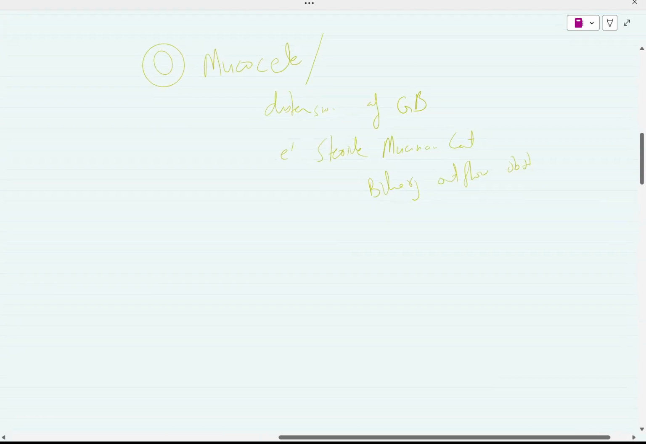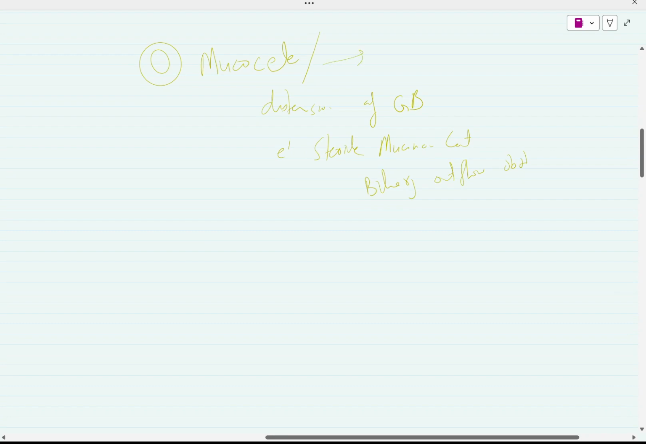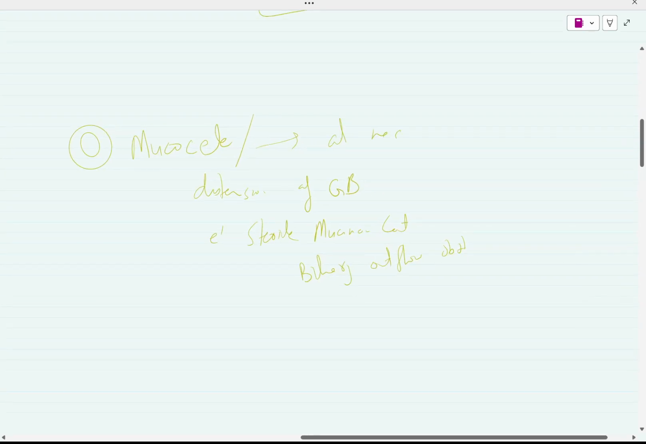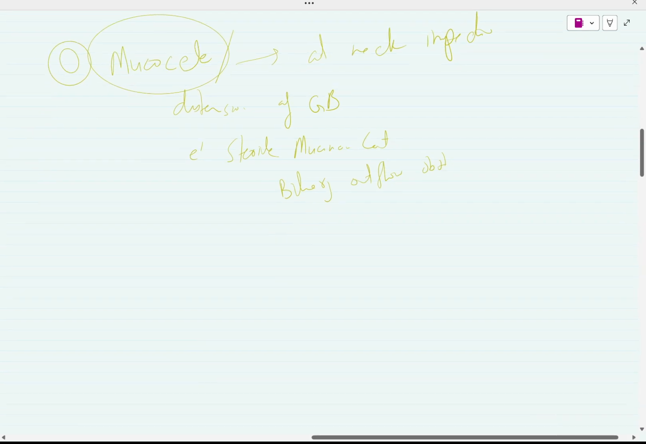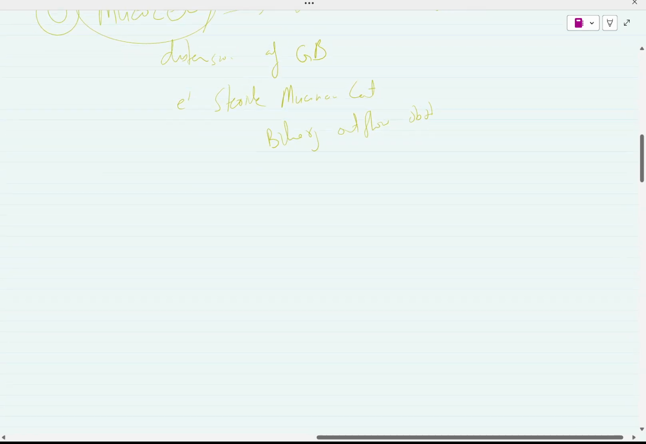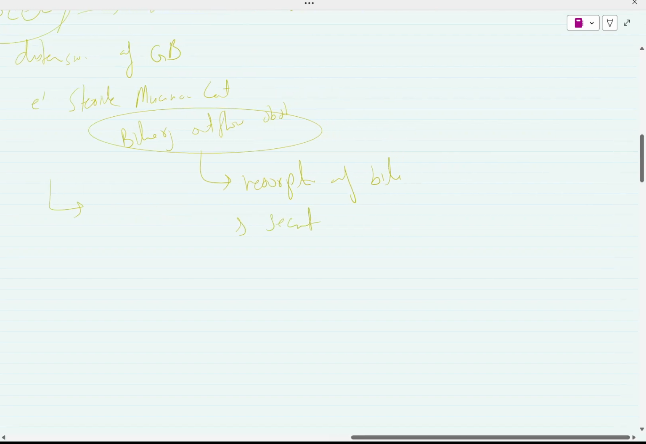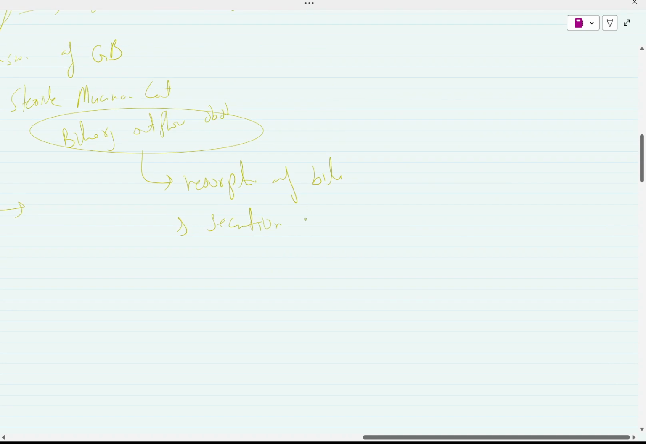So if a gallstone is impacted at the neck, usually the patient develops gallbladder mucoceles. So when there is chronic biliary outflow obstruction, there will be resorption of bile and secretion of mucin by the biliary mucosa.